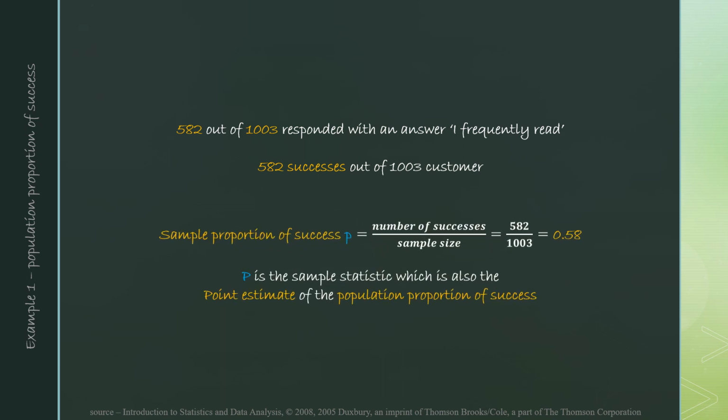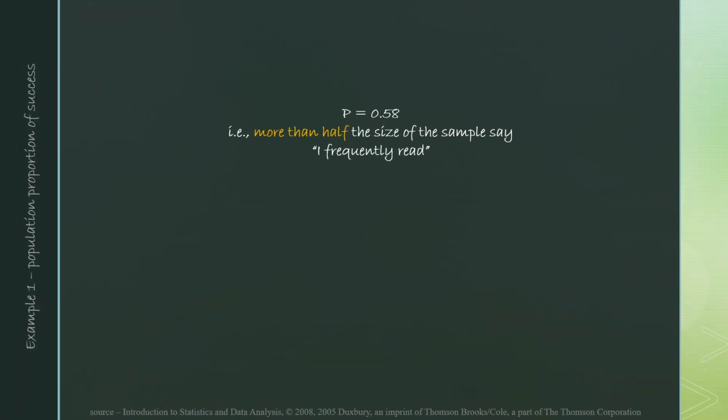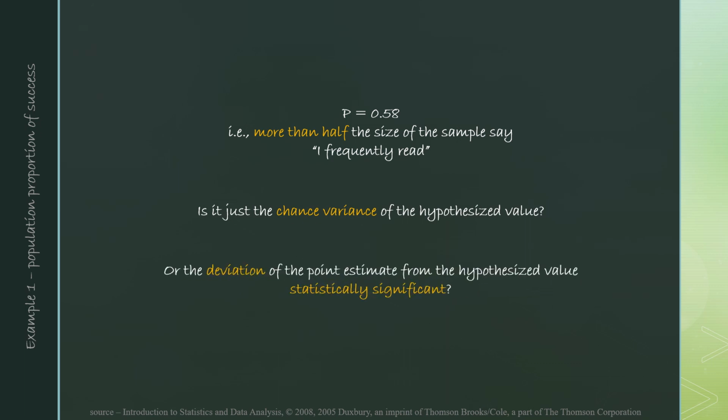Sample proportion of success P equals number of successes divided by the sample size, which equals 582 divided by 1003, which in turn equals 0.58, that is 58%. P is the sample statistic, which is also the point estimate of the population proportion of success. P equals 0.58, that is more than half the size of the sample say, I frequently read. Is it just the chance variance from the hypothesized value? Or is the deviation of the point estimate from the hypothesized value statistically significant?